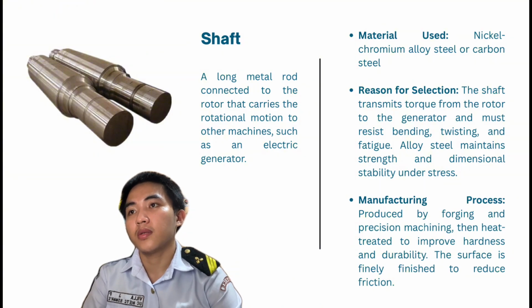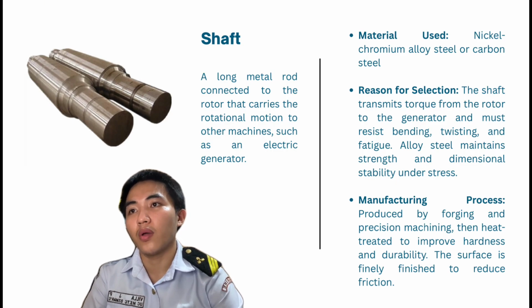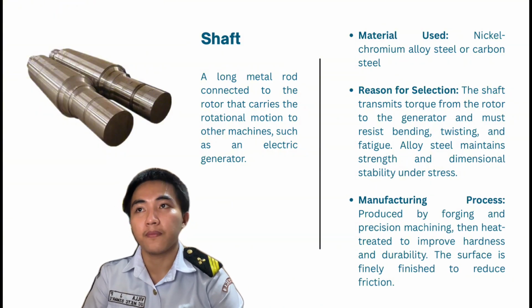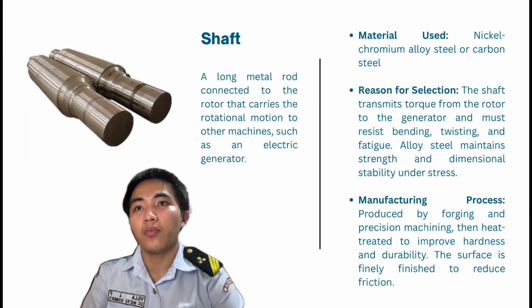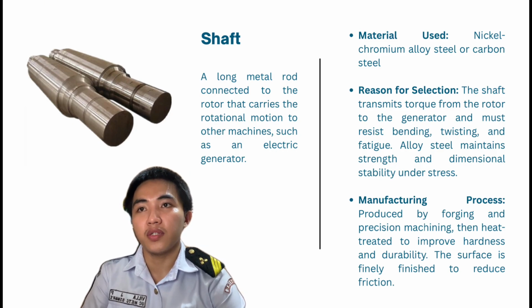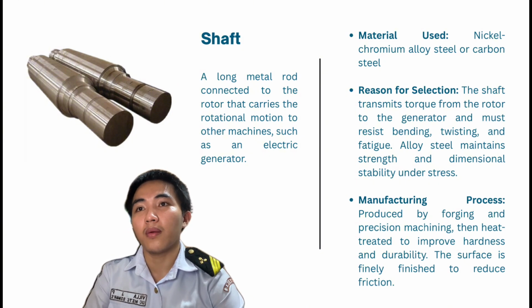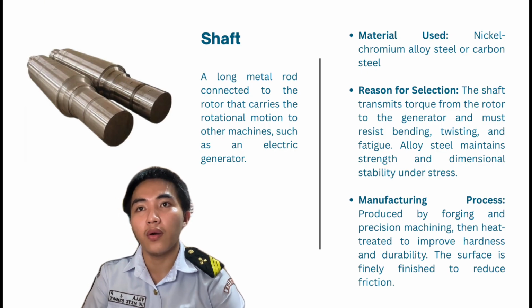Manufacturing process: produced by forging and precision machining, then heat treated to improve hardness and durability. The surface is finally finished to reduce friction. So the shaft connects the turbine to the generator or other machines. So it carries the spinning motion from the rotor. It is made from strong steel, so it won't bend or twist.